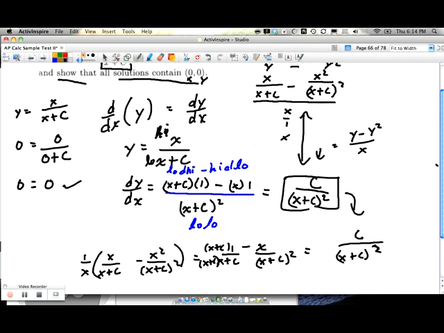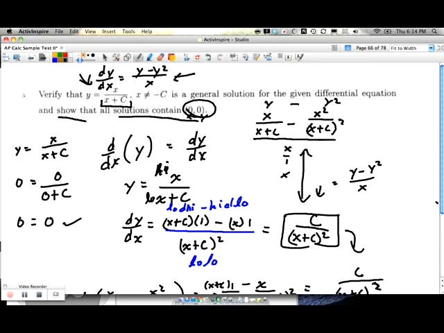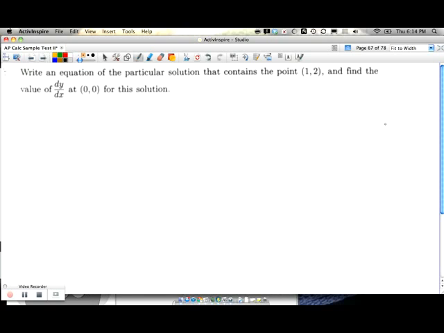Let's look at part B. Part B says write an equation of the particular solution that contains a point 1, 2 and find the value of dy/dx at 0, 0 for this solution. Okay, well, we have two things going on. We're finding the original equation and we're finding dy/dx. And what's happening in each of these is that x equals 1 and y equals 2.